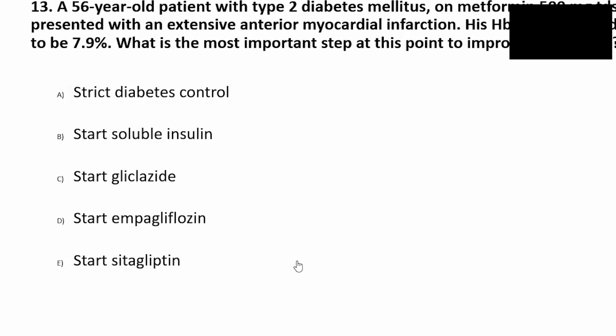Right, we will go into the next question. Here we have a 56-year-old patient with type 2 diabetes mellitus on metformin 500 milligrams TDS, who presents with an extensive anterior myocardial infarction. His HbA1c was found to be 7.9%, not ideal. What is the most important step at this point to improve his survival?